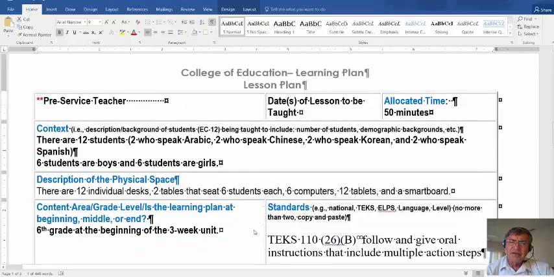The physical space, there are 12 individual desks, 2 tables that seat 6 students each, 6 computers, 12 tablets like an iPad, and a smartboard. That's what you have as far as your physical space in the classroom.